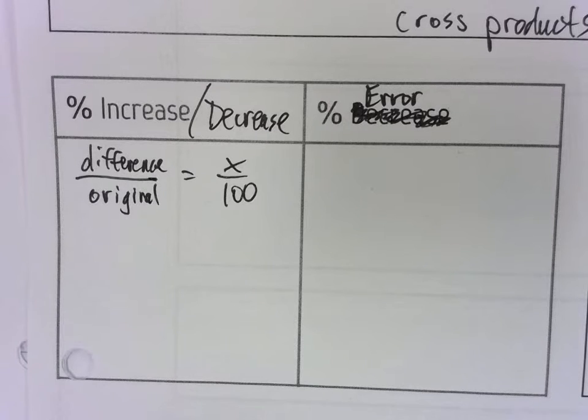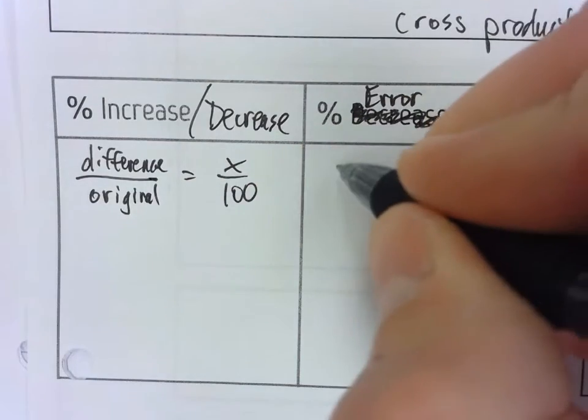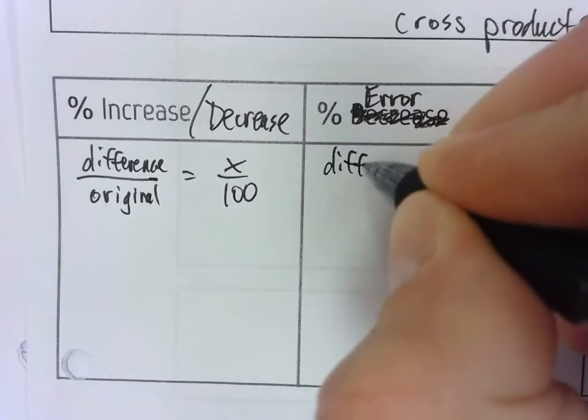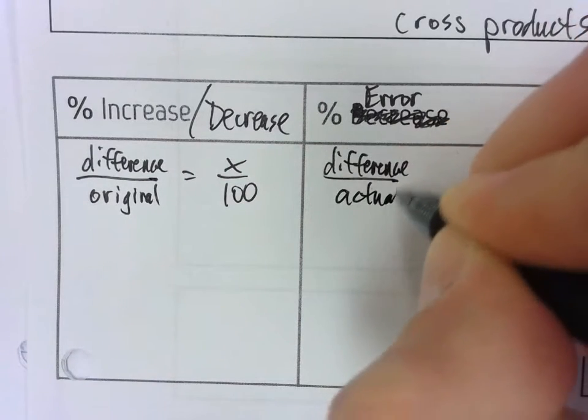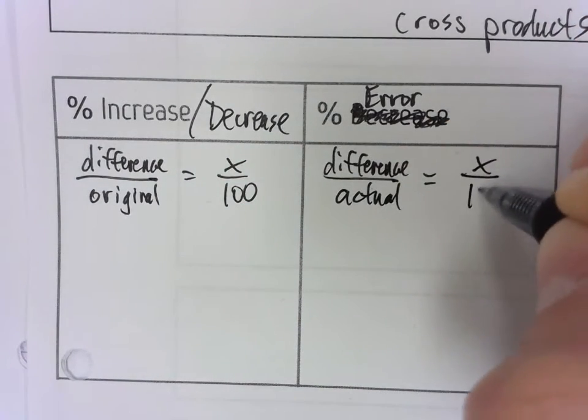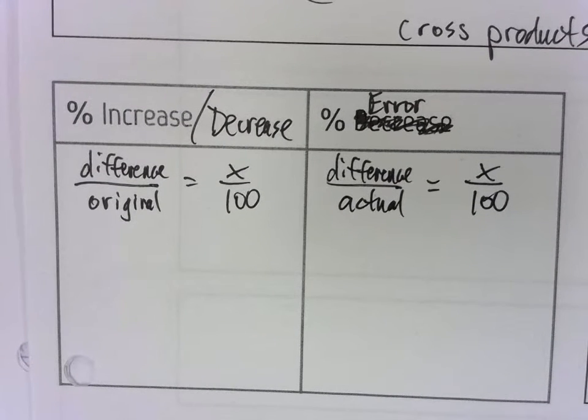Percent of error is very, very similar. Instead of difference over original, it's difference over actual equals x over 100. So let's do a little example here just to make sure you know what you're doing. We're going to do difference over original equals x over 100.